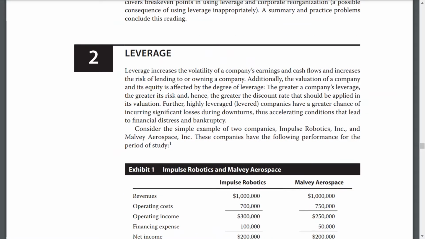Leverage increases the volatility of a company's earnings and cash flows and increases the risk of lending to or owning a company. Additionally, the valuation of a company and its equity is affected by the degree of leverage. The greater a company's leverage, the greater its risk, and hence the greater the discount rate that should be applied in its valuation. Further, highly leveraged companies have a greater chance of incurring significant losses during downturns, thus accelerating conditions that lead to financial distress and bankruptcy. Consider the simple example of 2 companies, Impulse Robotics Incorporated and Mulvey Aerospace Incorporated. The companies had the following performance for the period of study.